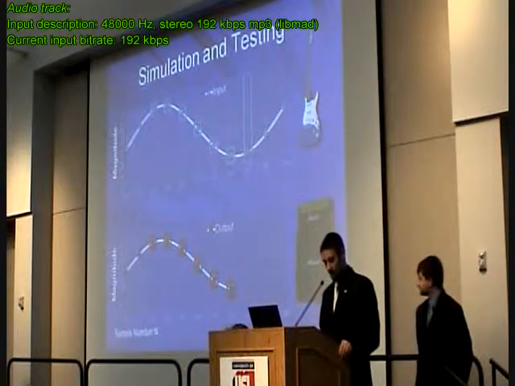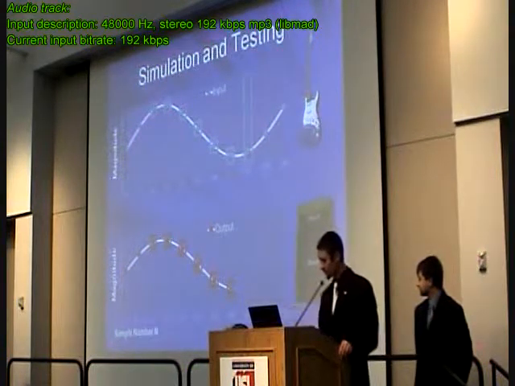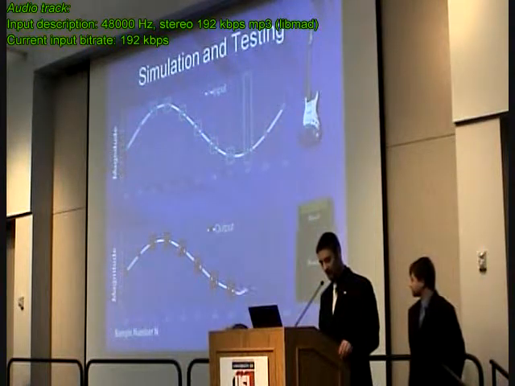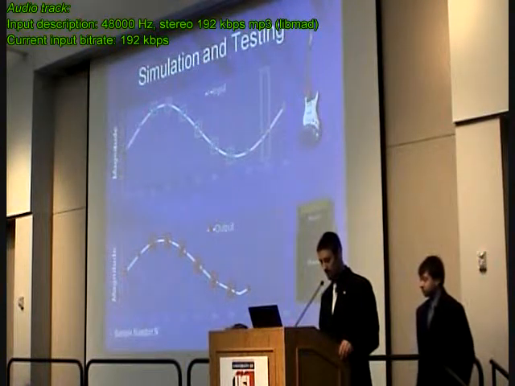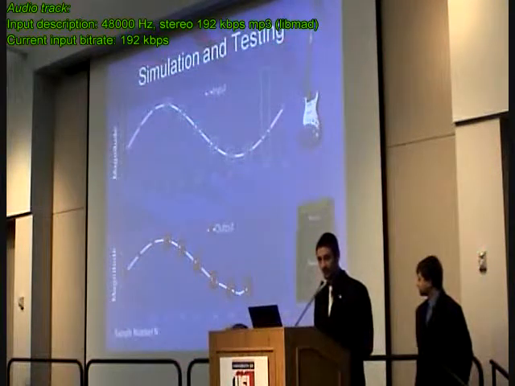With each new input sample, these stored values are used to calculate the next output value, as shown in the lower graph. After that, the stored values are shifted into the past. A new input sample is taken, and the process is repeated to calculate the next output.